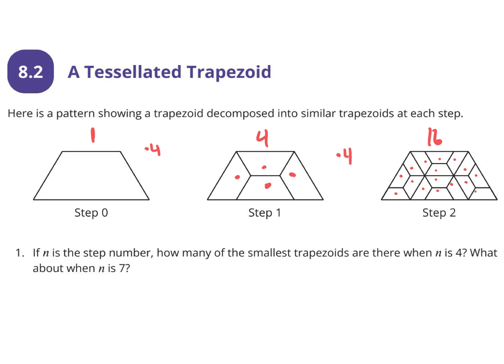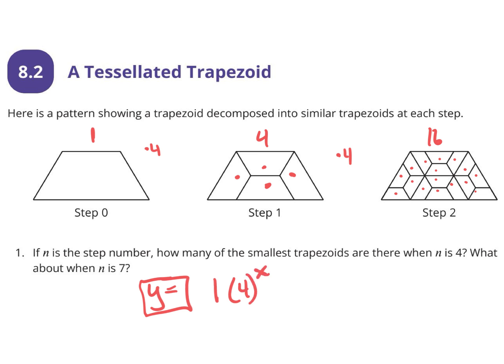Because 4 to the 1st power is 4, 4 squared is 16. If n is the step number, how many of the smallest trapezoids are there when n is 4? So our start is 1. So y equals 1 is our start. Our change is 4. And we're going to put it to the x power.